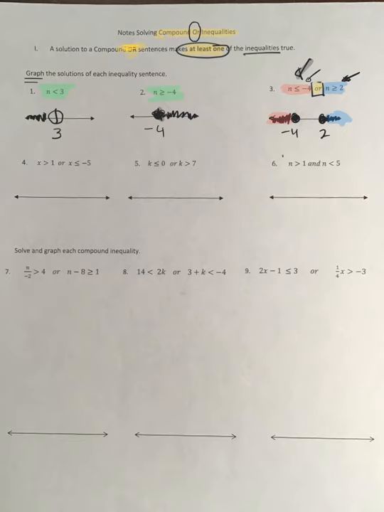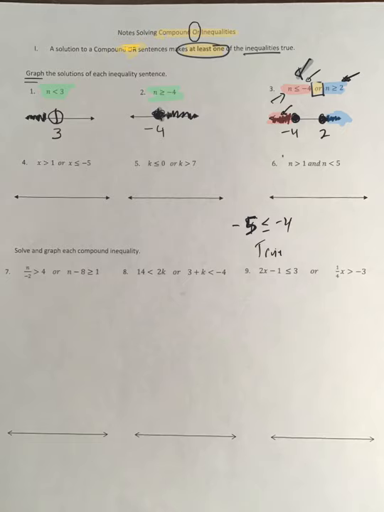What if I pick the number negative 5? Notice negative 5 is in the red zone. If I plug in a negative 5, is a negative 5 less than or equal to a negative 4? So notice I plugged it in there. That is a true sentence. Negative 5 is smaller than a negative 4.